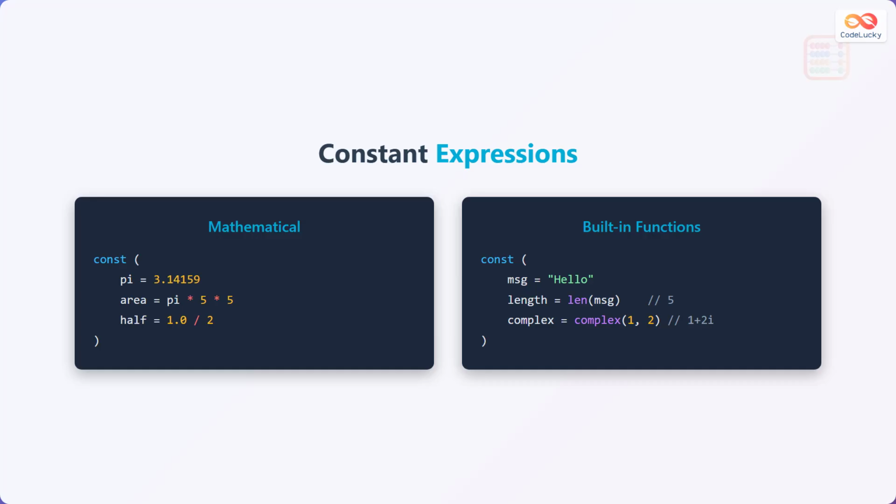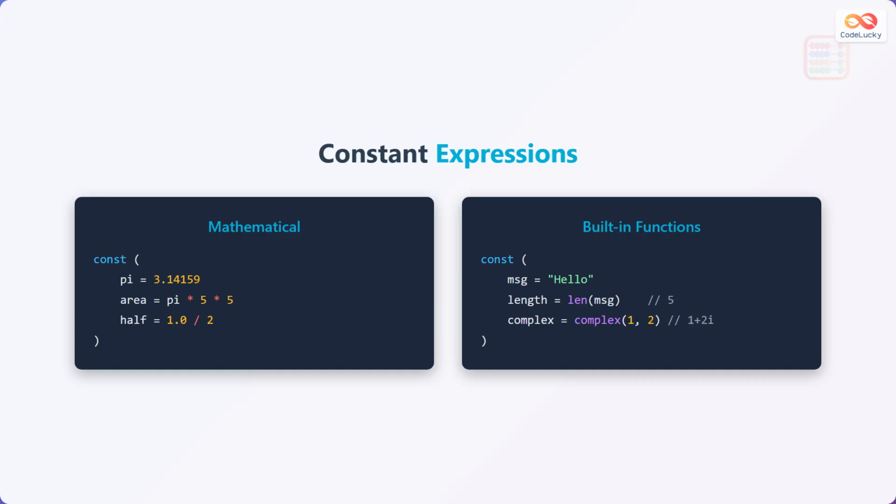Constants can also be defined using expressions. This allows you to create constants that are derived from other constants or values. Constant expressions can include mathematical operations. const ( pi = 3.14159, area = pi * 5 * 5, half = 1.0 / 2 ). Constants can also use built-in functions such as len and complex.